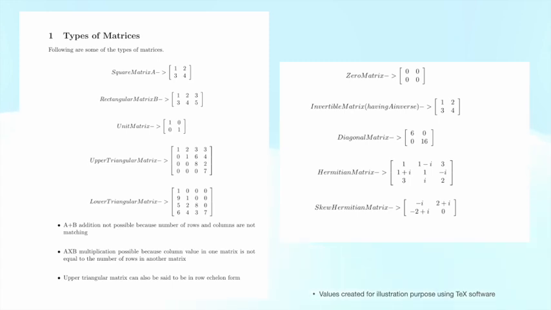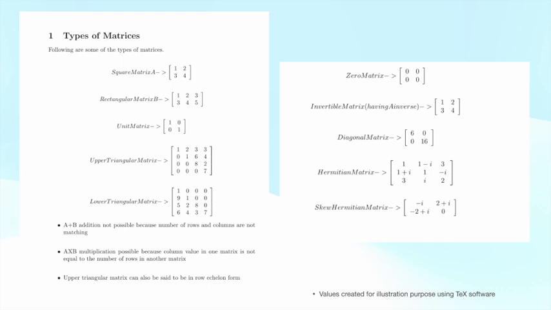And there is a Hermitian matrix and a skew Hermitian matrix. These two matrices correspond to complex numbers, so as a result we see the imaginary term in the matrices. We will see skew symmetric, skew Hermitian and Hermitian in the next slide.